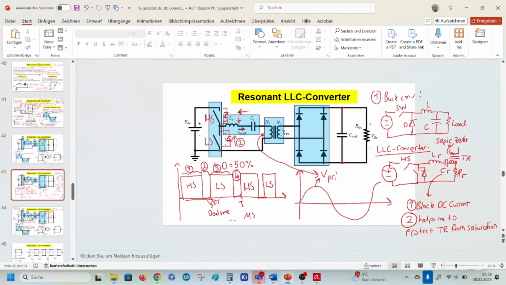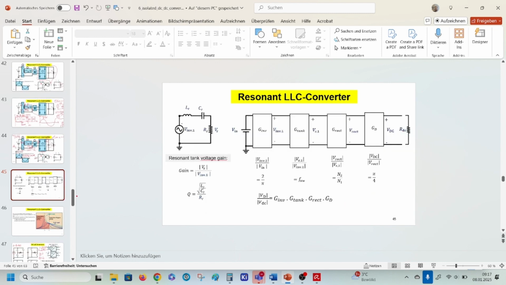A little break, and maybe a little bit of info about the gain, the transfer function of the whole system. We modeled our LLC converter with a sine wave at the input and the resonant tank and the output load resistance.